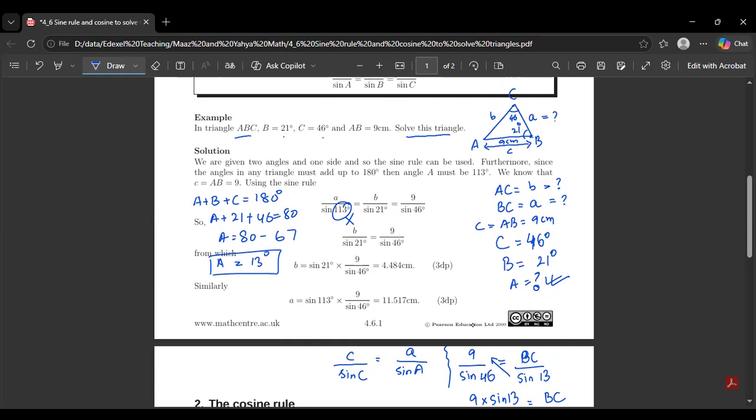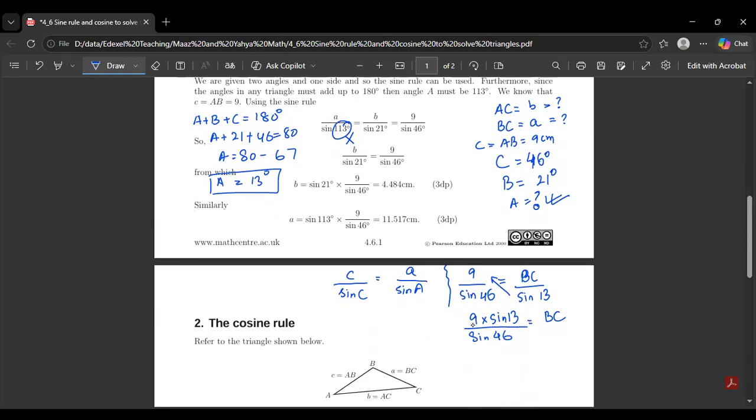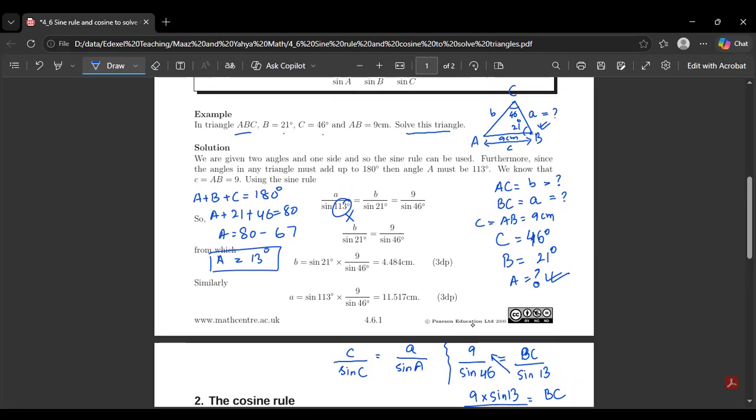Now once you get the value, you will have this A, right? If anyone can please tell me the value, what answer are we getting? Multiplying 9 times sine 13, and then you divide the answer by sine 46. Quickly, make it fast. 2.8. Okay. Now the length that we have got here is 2.8. So BC is going to be 2.8.